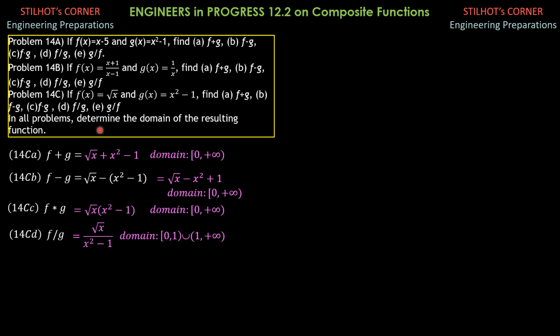And lastly, 14ce, g divided by f. So that's (x squared minus 1) over the square root of x. Then the domain is, 0 is not included this time because the square root of 0 is 0, so this becomes undefined. So the domain is just like this, but 0 is no longer included. So 0 to positive infinity. That's the domain.